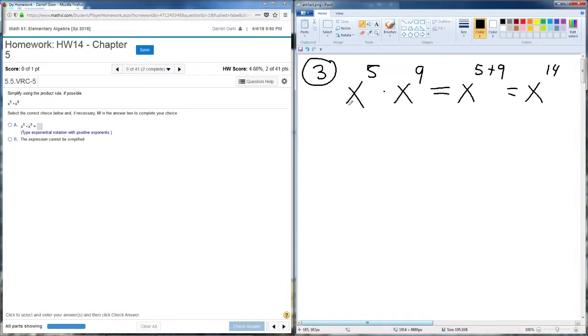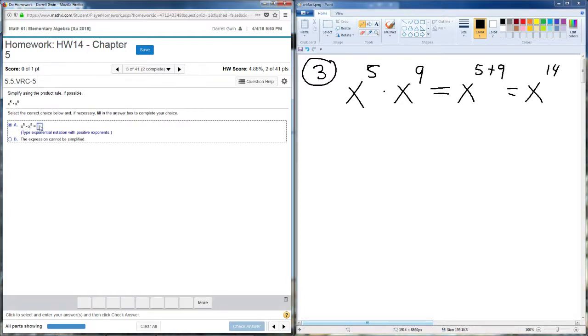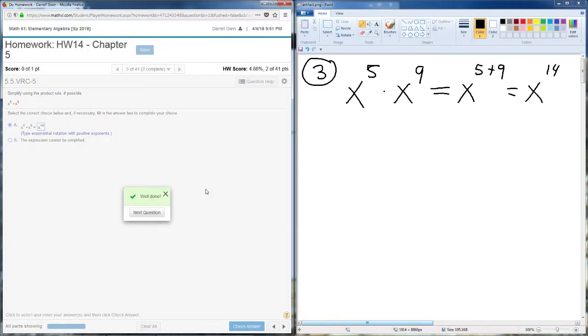Another way of seeing this is x times x times x times x times x times x times x times x times x times x times x times x times x, which is equal to x to the power of 14. In this case, I'm going to have to say x, and I'm going to hit the shift up arrow, which is the shift 6, and type in 1, 4, enter. Next question, enter again.